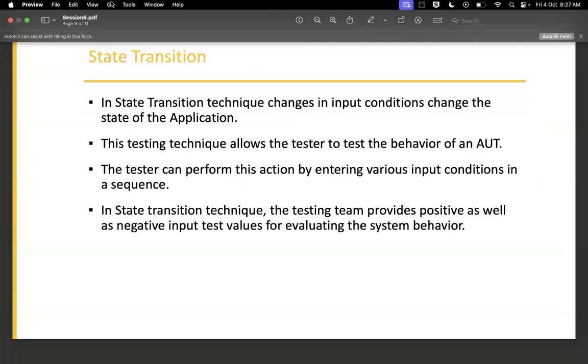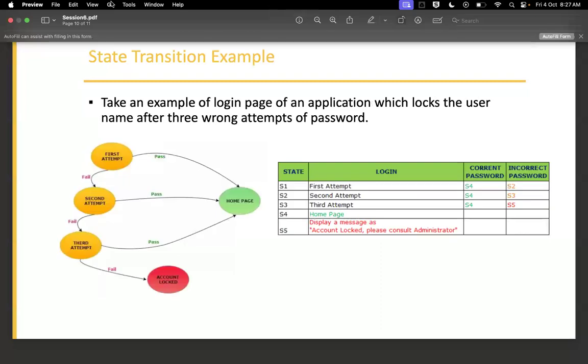Next is state transition, guys. State transition means you are trying to change the state from one phase to another phase. We have diagrams called state transition diagrams. What happens when you provide this input? What happens when you provide this negative input? If you know the state, you know what the next state would be, and based on that you will get clarity on how the application is behaving.